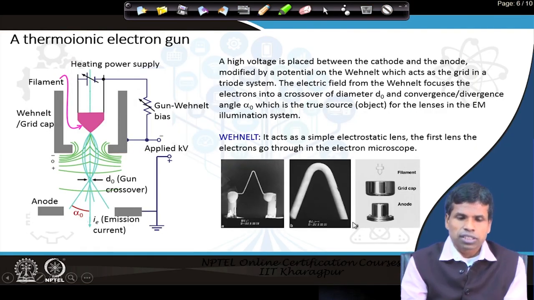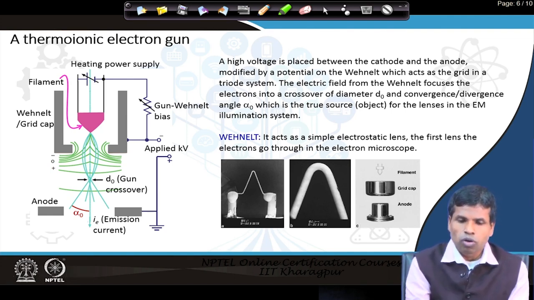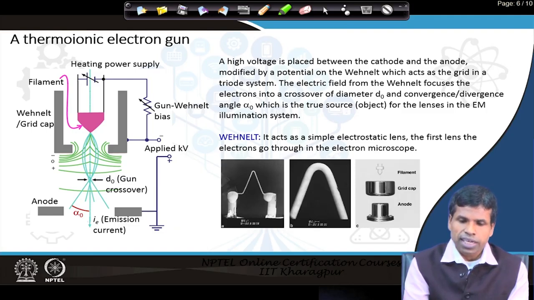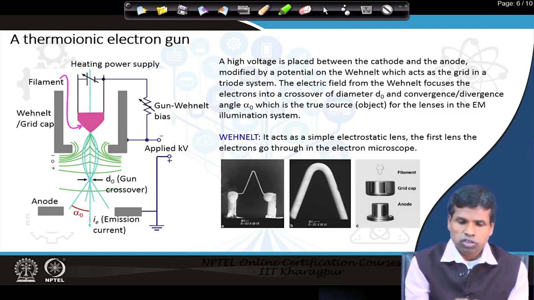First, let's discuss more on thermionic electron gun. Here we have a filament, let's say tungsten or lanthanum hexaboride, and a high voltage is placed between the cathode and anode. Here, the cathode is given a negative potential of around, let's say, 100 electron volt to 30 kilo electron volt. So, the cathode is at a negative potential and the anode is at ground. So, a high voltage is applied between cathode and anode. The electrons will be emitted from the tip of the gun and will come down.